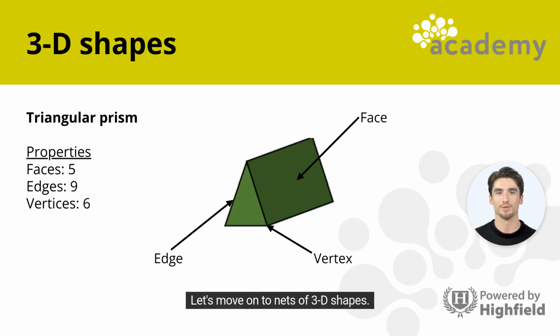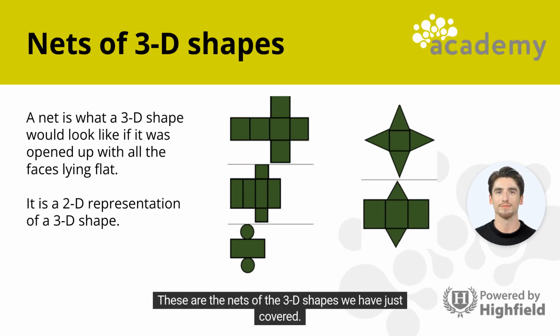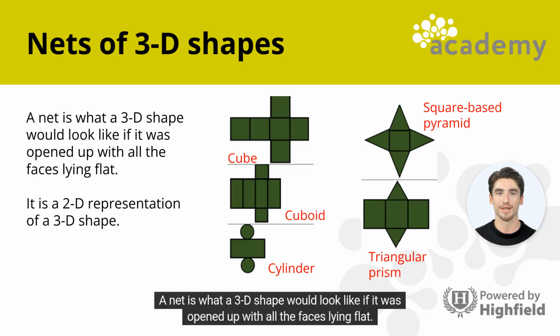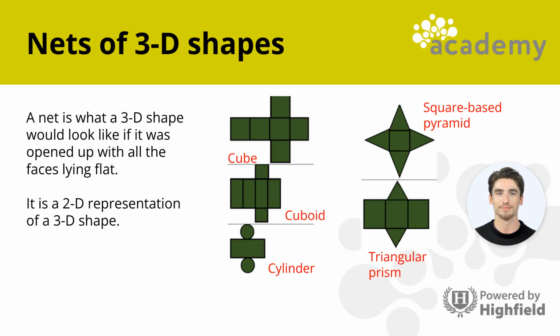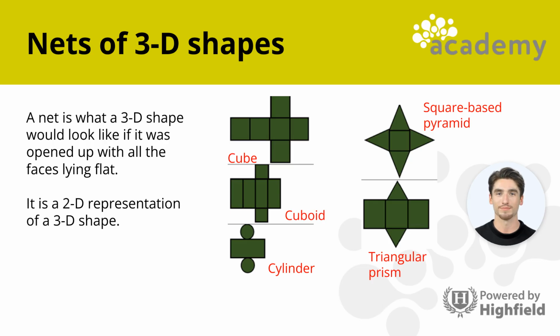Let's move on to nets of 3D shapes. These are the nets of the 3D shapes we have just covered. A net is what a 3D shape would look like if it was opened up with all the faces lying flat. It is a 2D representation of a 3D shape.